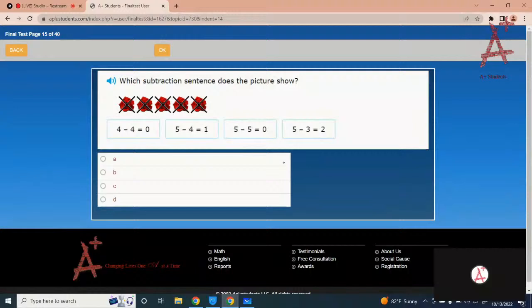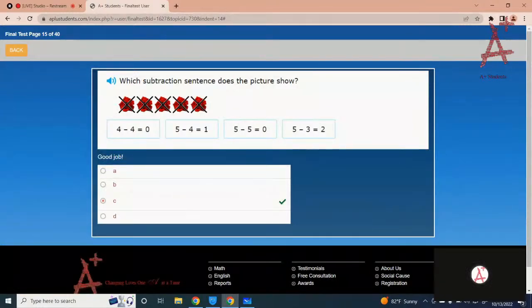Okay. So you have one, two, three, four, 5 of the flowers. All of them are crossed out. That means 5 take away 5. And you are left with 0. Option C is the correct option. 5 take away 5 equals 0. Got it? So select the correct option and click on the OK button.